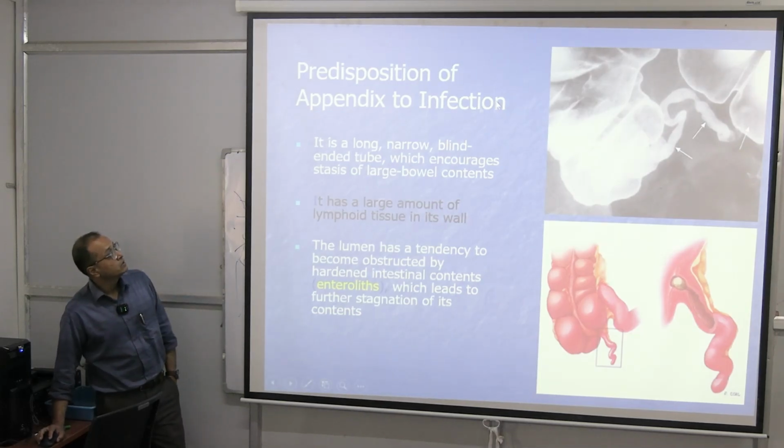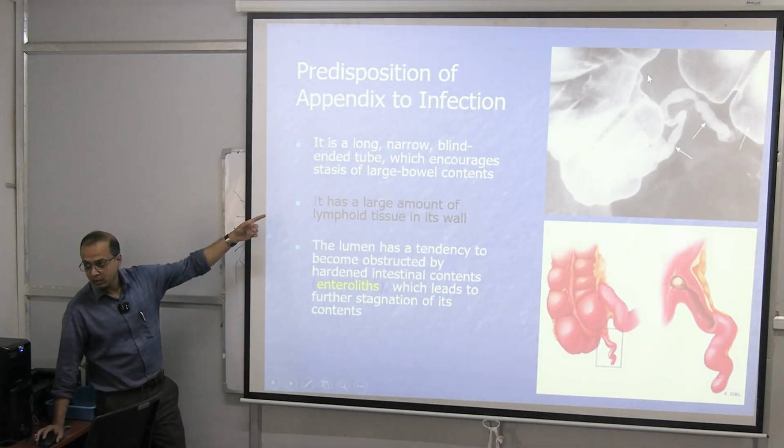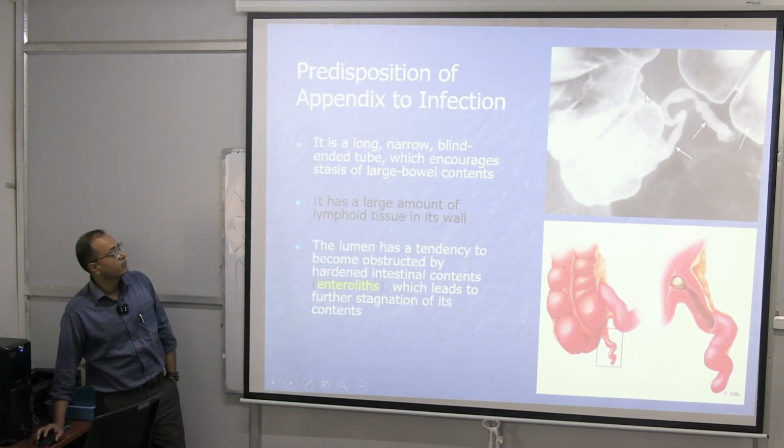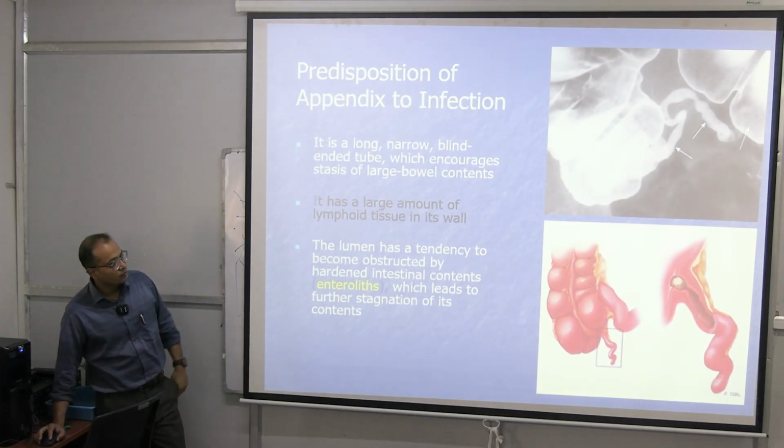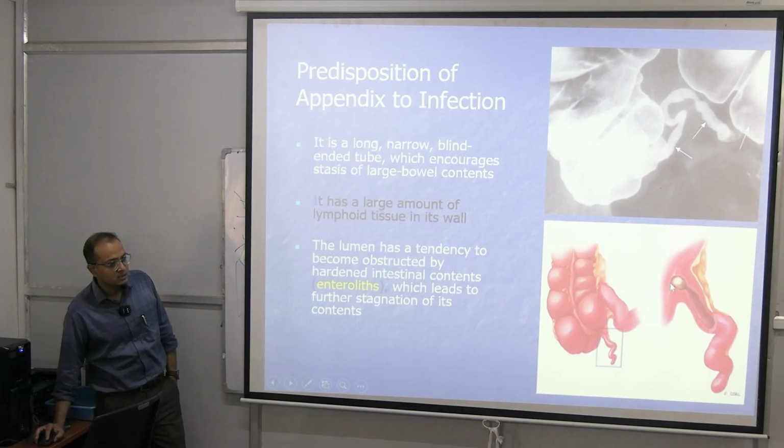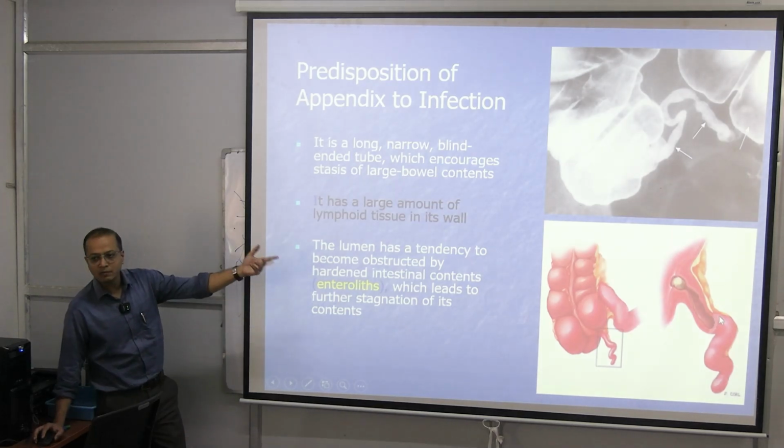Now, the predisposition of the appendix to infection, that is what we are talking about here. Why is the appendix prone to infections? It is a long, narrow, blind pouch, and it has a large amount of lymphoid tissue inside it. So, if the lymphoid tissue gets enlarged, it is blocked. Again, if a hard stool presses like this, the lumen can be blocked. Again, it is the same phenomenon.